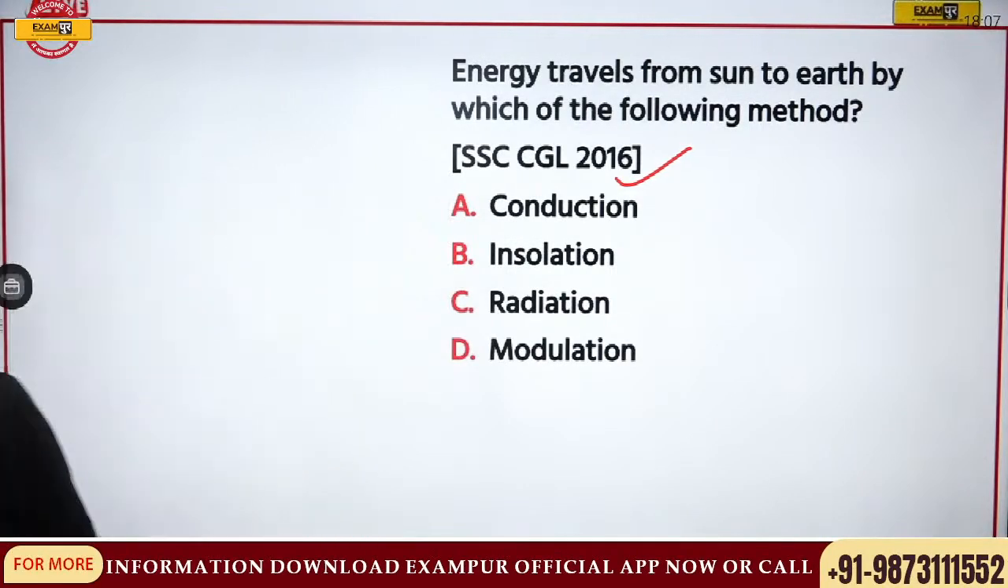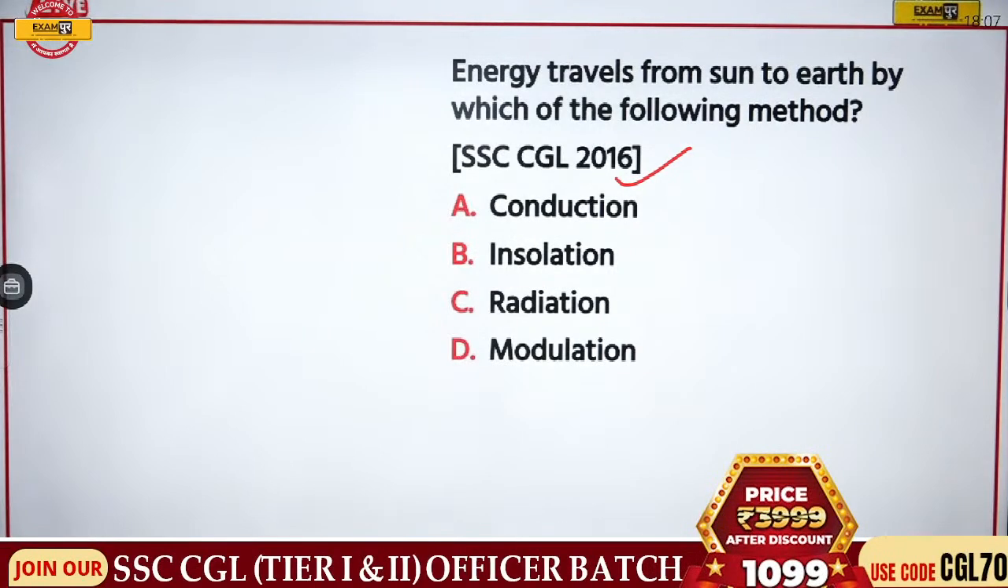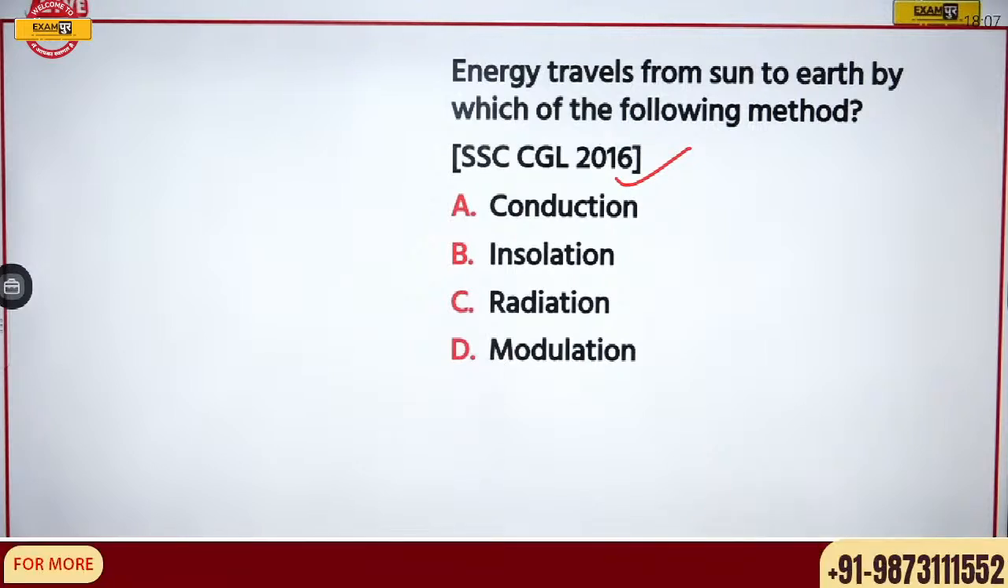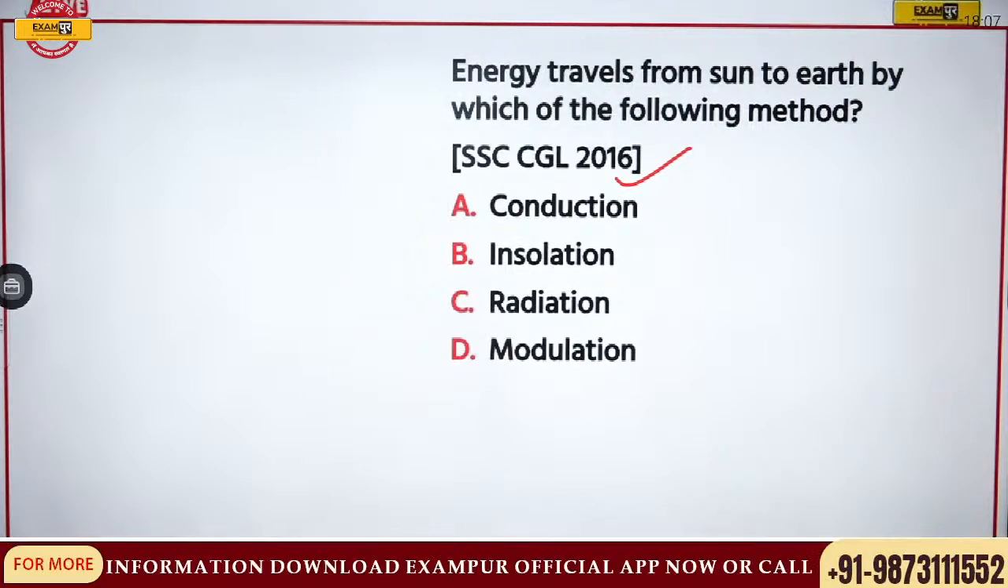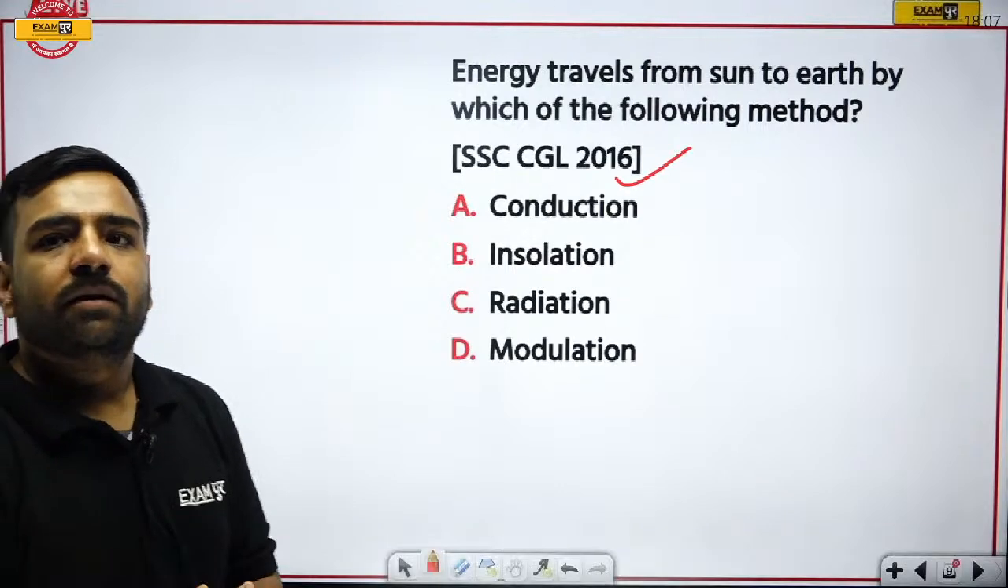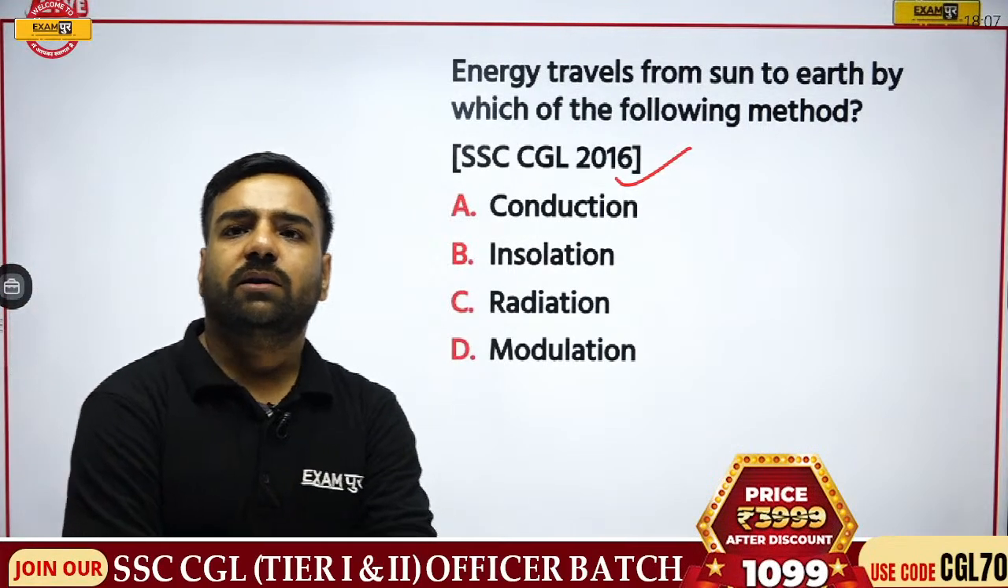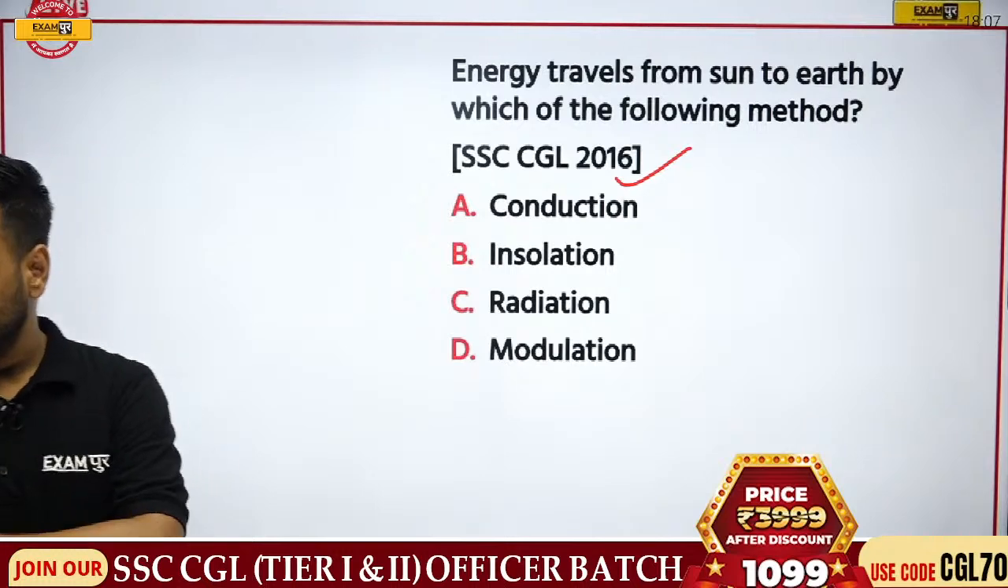And everyone who is present here, kindly give me your attendance so that we can discuss it. Yes, answer please. Answer please. Energy travels from sun to earth by which of the following methods? So what do you think? What is going to be the correct answer?